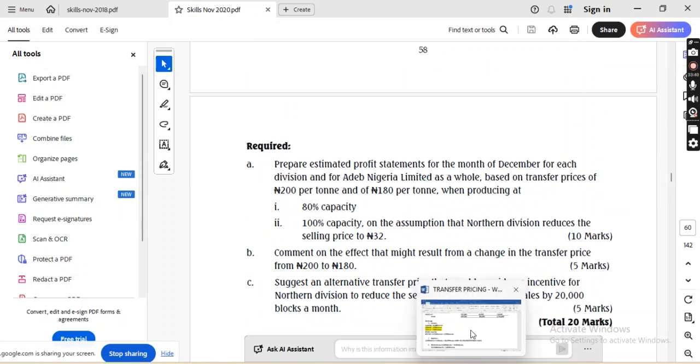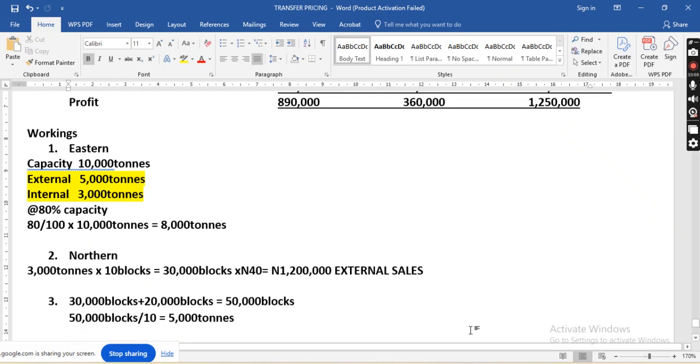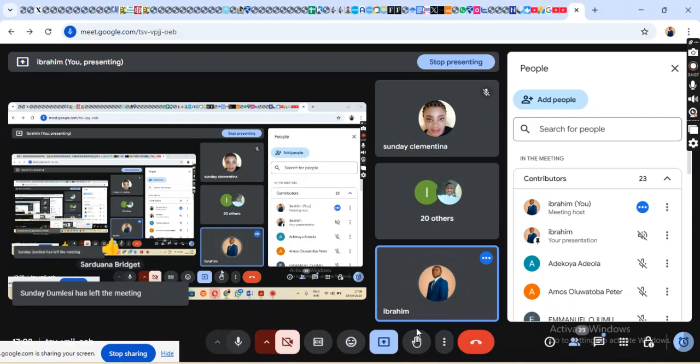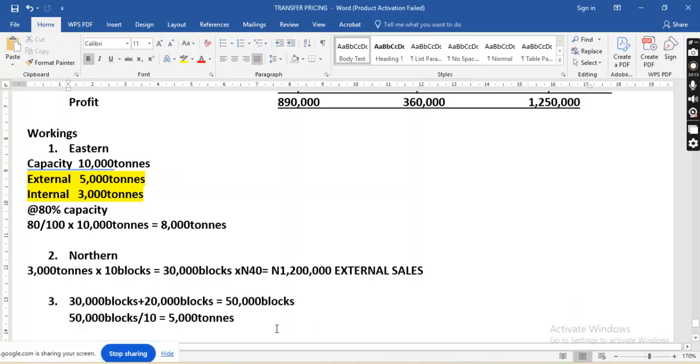Okay, let me check something. Okay, that's fine. So 5,000 tons, right? Class, am I communicating? Yes, sir. Okay. Please, if you don't understand, let me know. You need to understand this thing, right?